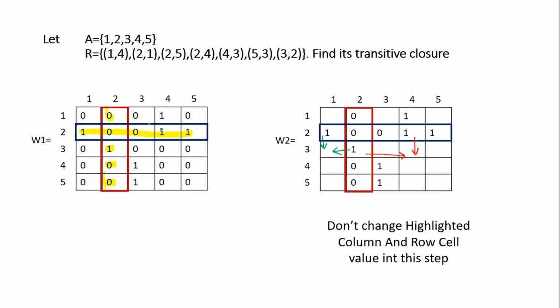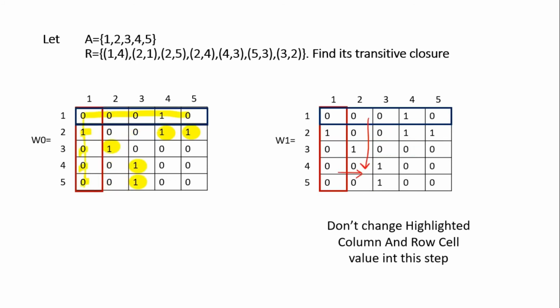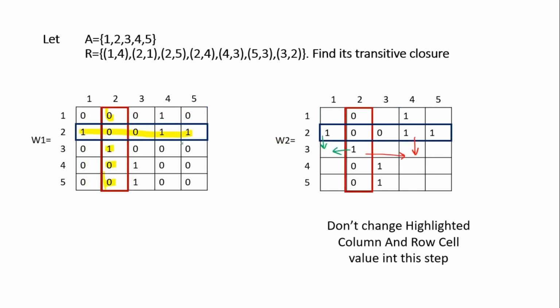For calculating Warshall set 2, this is our final result of Warshall set 1, which is given as the input for Warshall set 2. From Warshall set 1, the second row and second column will be highlighted. All the entries of the second row and second column will be written as they are in Warshall set 2. To calculate the remaining entries, I will check this highlighted area for the calculation of new cells.